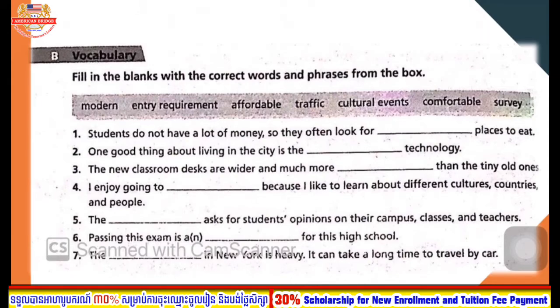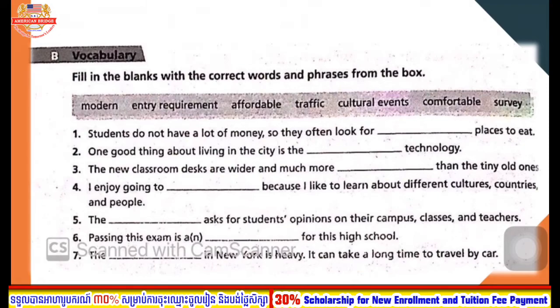Okay, students, so now teacher believes that you have done your answers already. So let's check it all together. Number 1, students do not have a lot of money. So they often look for places to eat. What place to eat? They don't have money to eat in the restaurant, so they often look for some free place to eat their own food that they bring from home. Okay, so affordable.